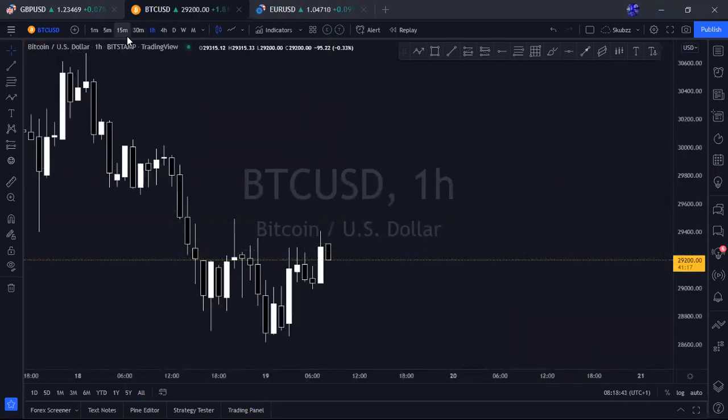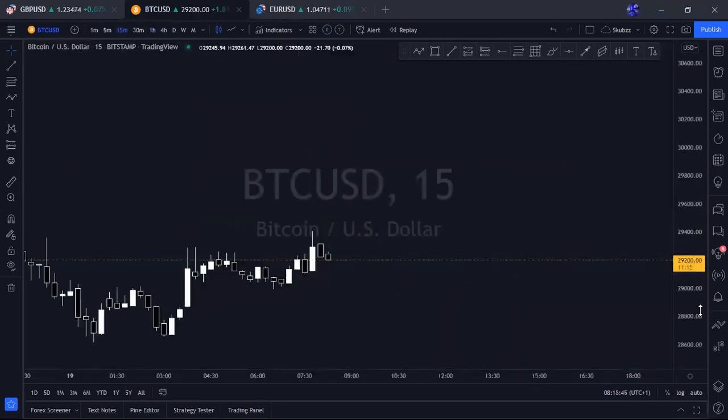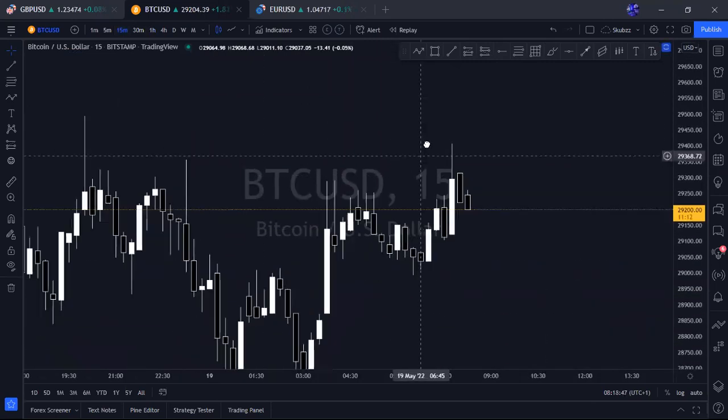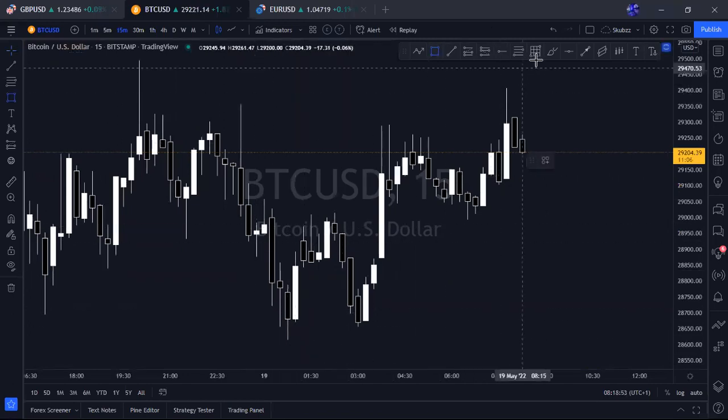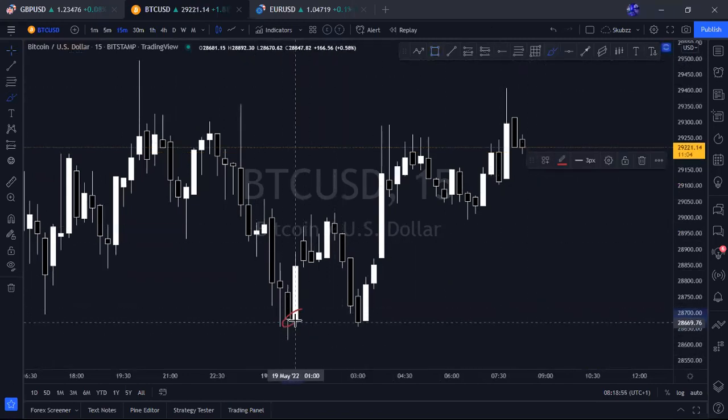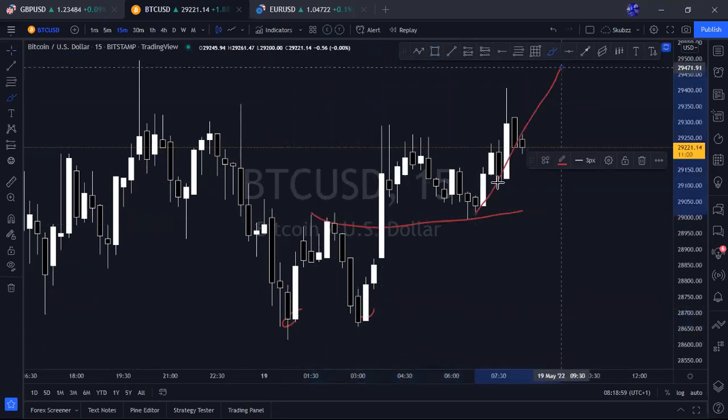Let's see. Someone said it formed the double bottom and then it came and tested and continued. Yeah, it's actually true. We had a double bottom here. First bottom, second bottom, neckline, retest of neckline, and then continuation. That's nice.